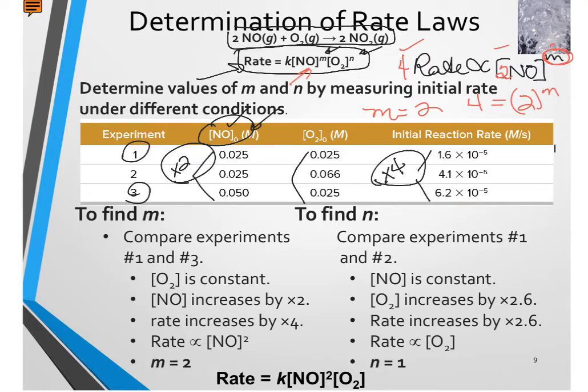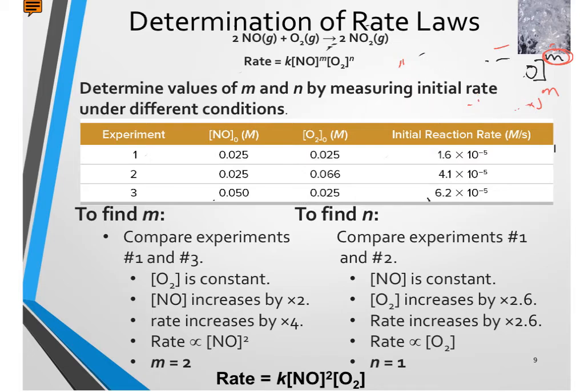Now let's go ahead and do that for the other reactant, oxygen gas. So let me erase what I have for nitrogen monoxide. The first thing to do, of course, is define which experiment you're going to compare. We want to pick an experiment where the concentration of oxygen changes, but the concentration of nitrogen monoxide is constant. So let's compare experiments 1 and 2 because it's constant for nitrogen monoxide.